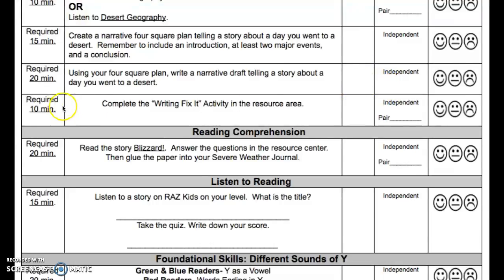For writing, you're also doing required for 10 minutes. Complete the writing fix-it activity in the resource area. This is independent or pair. Reflect when you're done.